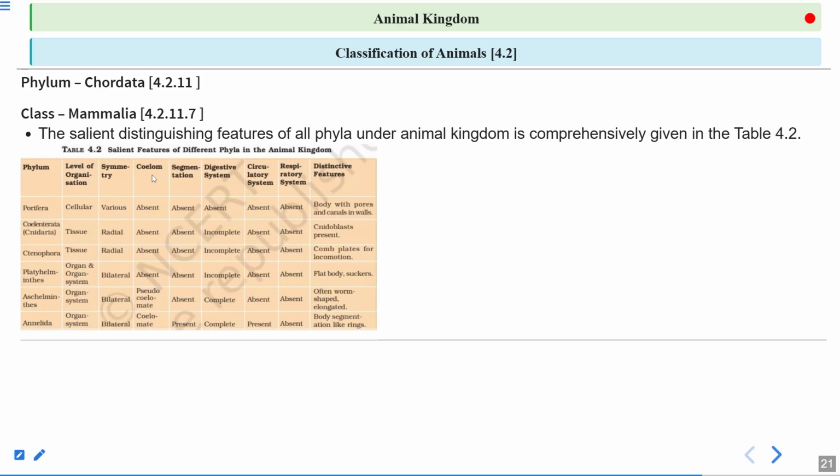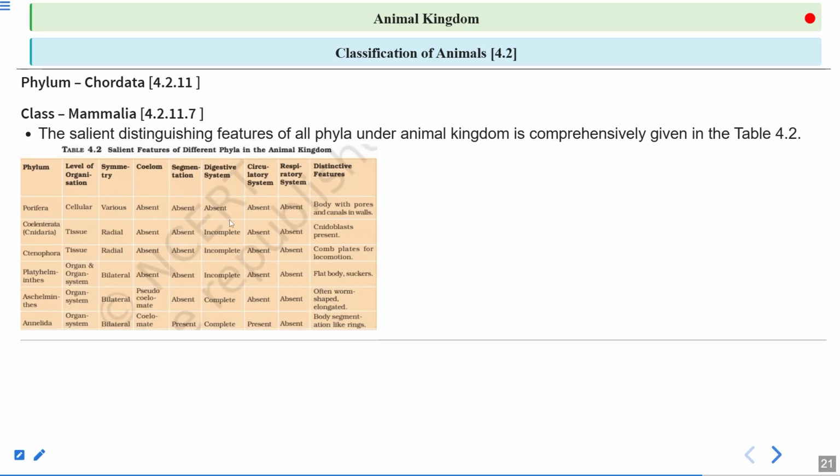If you talk about the coelom, you can see the first time a coelom came in Aschelminthes. Porifera, Coelenterata, Ctenophora, and Platyhelminthes do not have any body cavity, so they are acoelomate. Aschelminthes are pseudocoelomate, and Annelida are coelomate. Segmentation is absent; the first time segmentation appears is in Annelida.